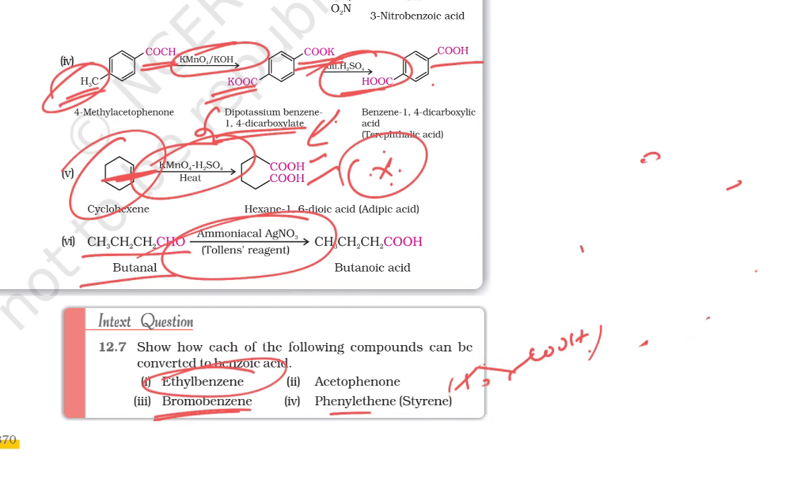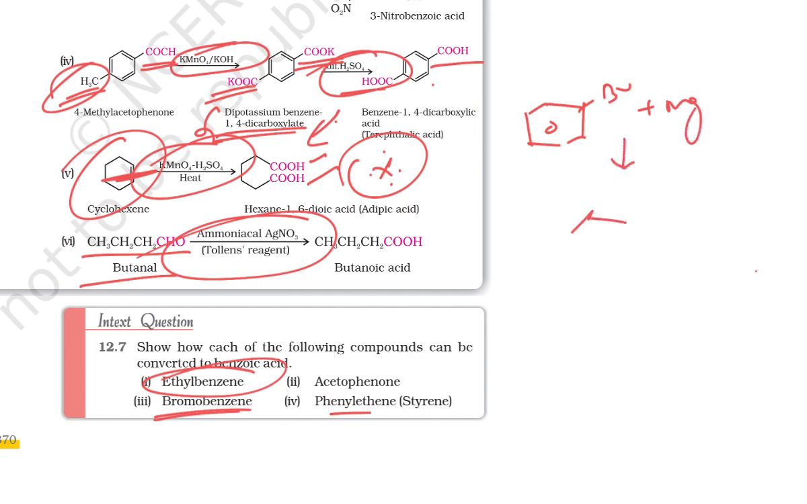Next, the third reaction: bromobenzene. It reacts with Mg. I already explained this some minutes before in this video. It gives rise to the Grignard reagent, which reacts with CO2 and gives rise to benzoic acid. Clear? So next one, phenylethene is there.